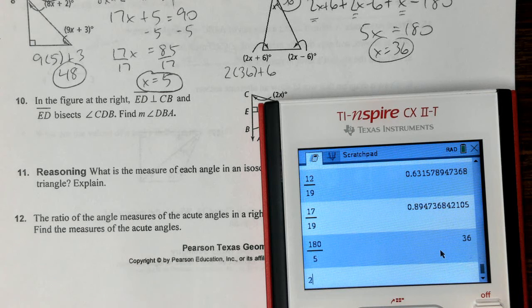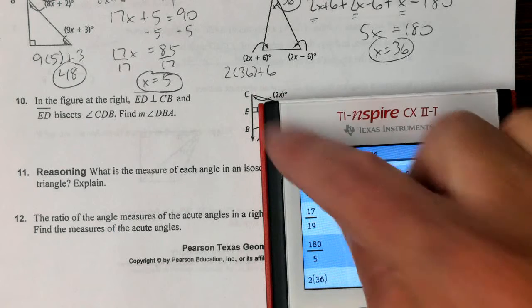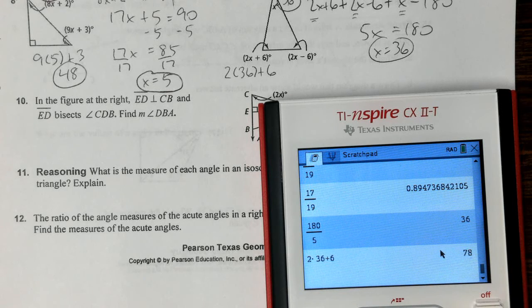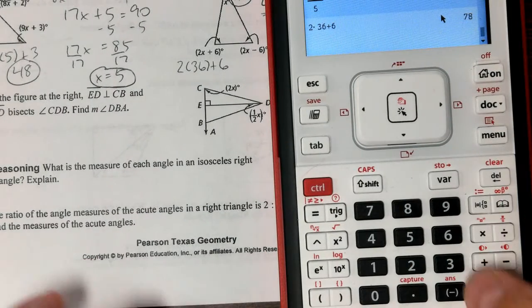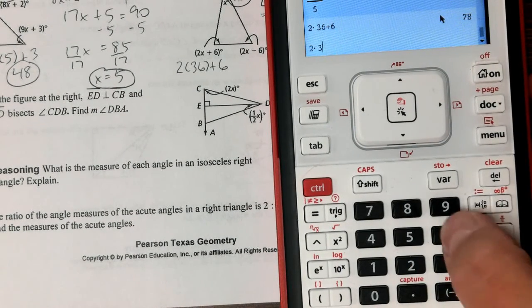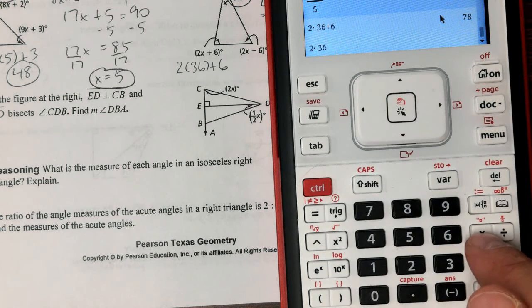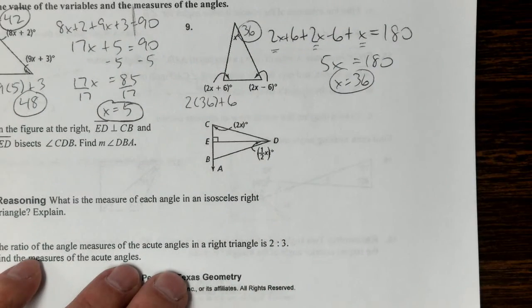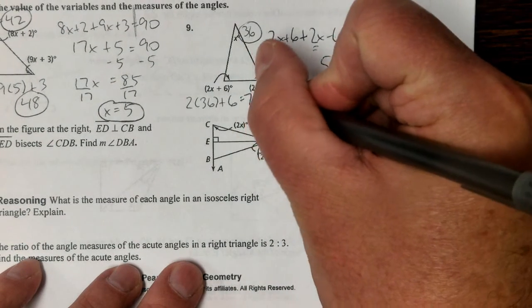Make sure when you're using your calculator, especially if you use the parentheses sign instead of the times sign, that you make sure your 36 is inside the parentheses and then the plus 6 is outside. Okay, so there you get 78. Notice it changed it to the dot, which is the same thing as if you do your 2 times 36. So it changed the times sign to that. So same answer in either case. So this is going to be 78.